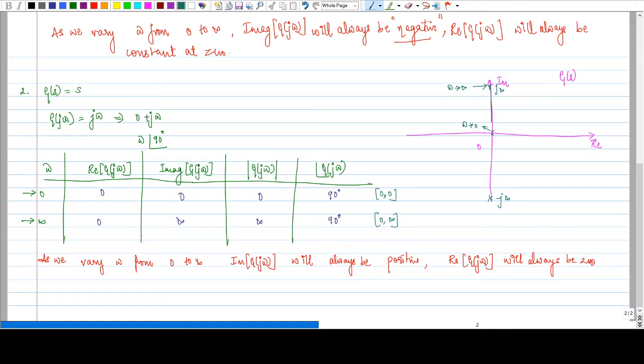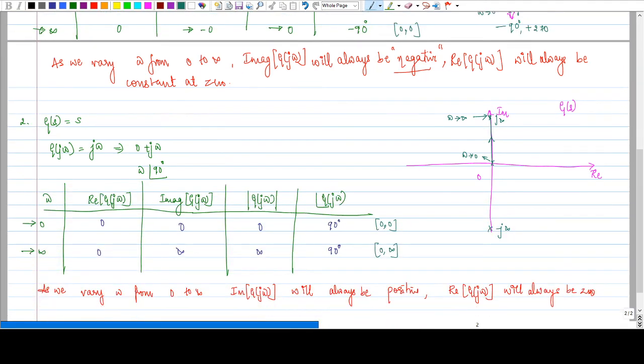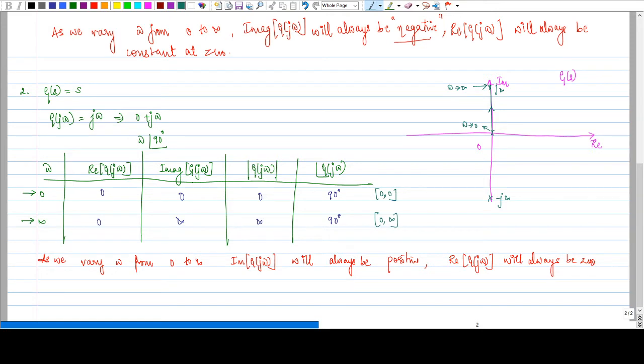Just join these 2 points and your direction is in this way. Even though it will look like a mirror image, look at the direction. It is not towards 0, it is away from 0. So it is not exactly the mirror image of the above function. In the previous case, the direction was towards 0, but here the direction is towards infinity. So the plot is not the mirror image of the above plot, though it may look like it. Based on the direction, you need to make it out. Fine, so this is the polar plot of G of s is equal to s.